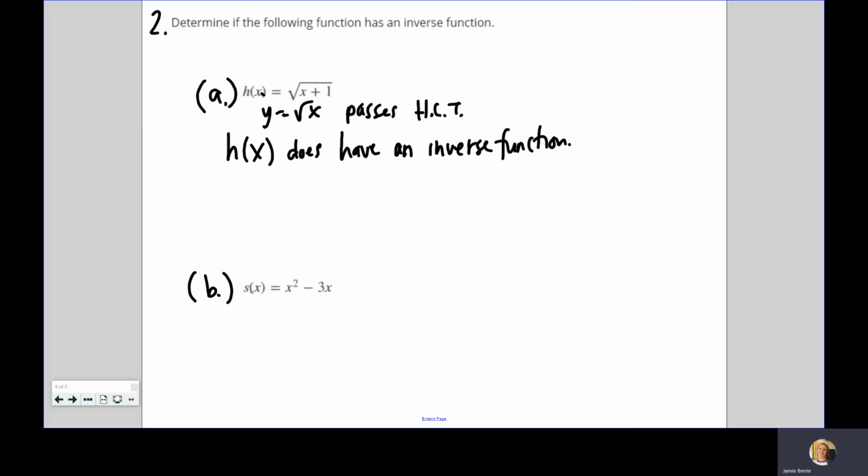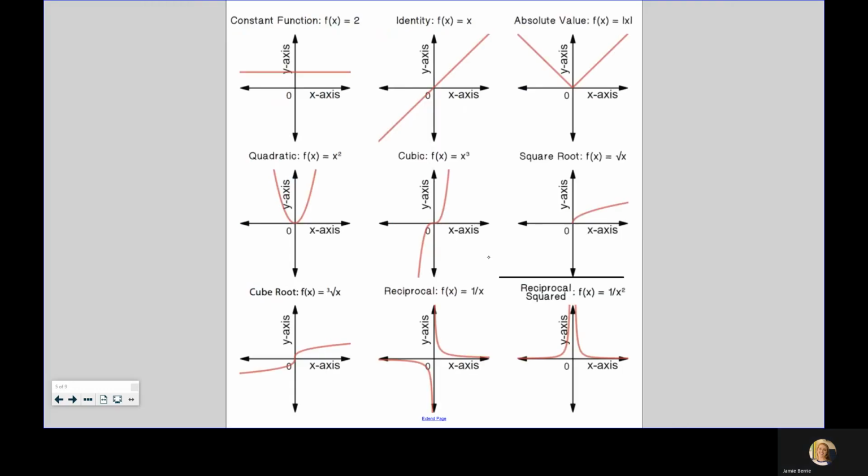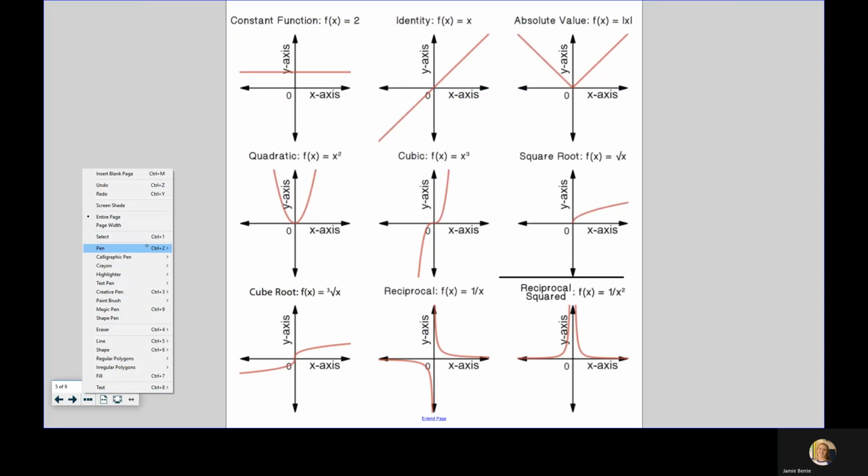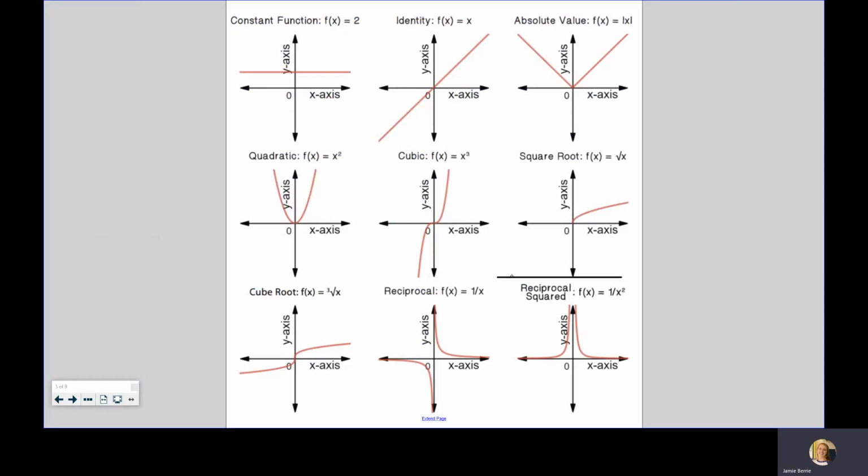All right, now let's look at the second one. S of x equals x squared minus 3x. What is the more basic function that this one comes from? That would be just x squared. So let's go and look at the graph of x squared. Here is the graph of x squared. It's right here, this quadratic.